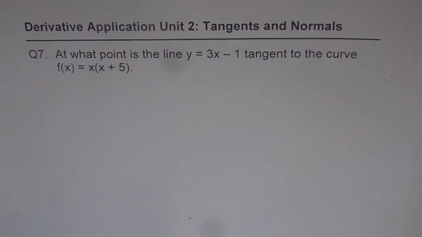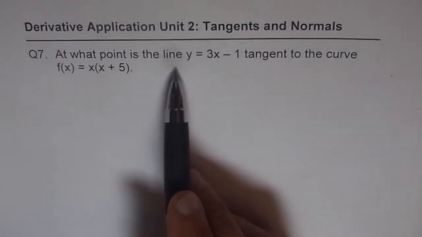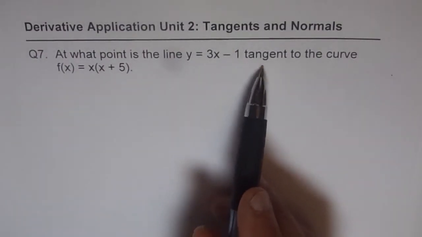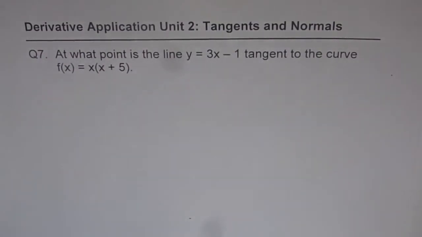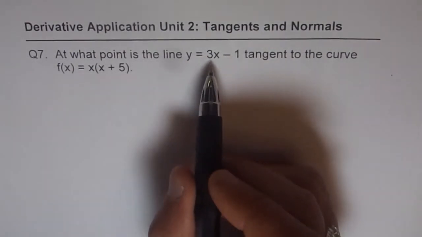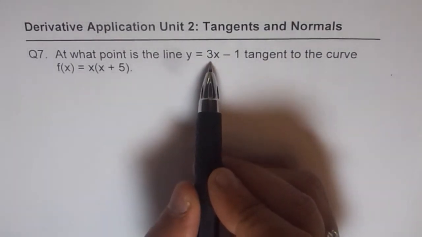Right? Now here we need to find, question number 7 is, at what point is the line y equals 3x minus 1 tangent to the curve f of x equals x times x plus 5? So in this set of questions which we are covering now, we have an application of derivatives, right? So in this, we need to find the point at which the given line could be tangent to the given function. So basically, from the line, you can find the slope of the line.